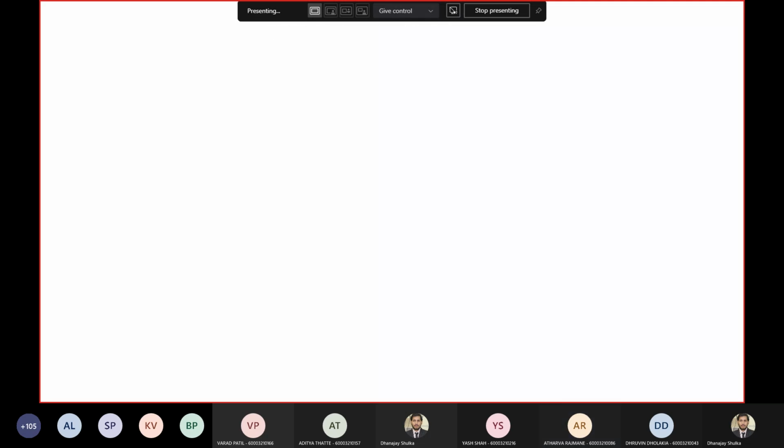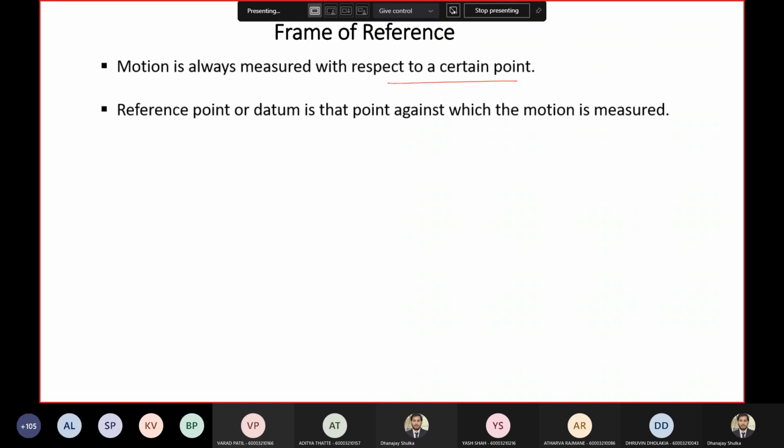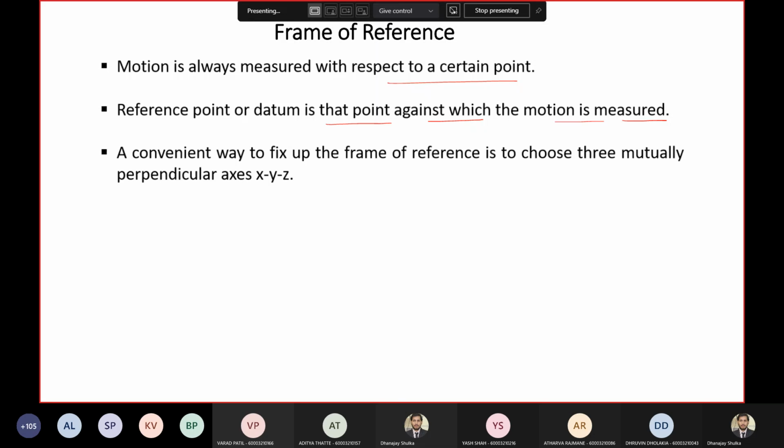Now next is a frame of reference. We all know that motion is always measured with respect to a certain point. That reference point or datum point is the point against which the motion is measured. So how to select a reference point? There is no hard and fast rule. We can select any frame of reference. Basically we are working in a Newtonian frame of reference, where Newton's laws hold true.